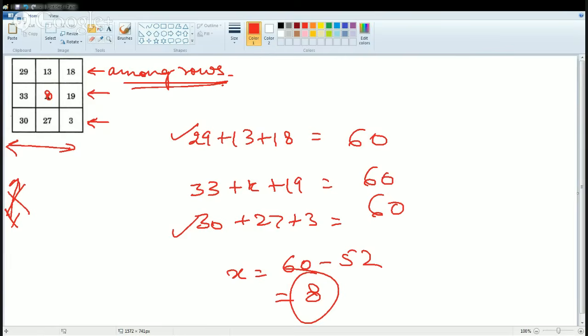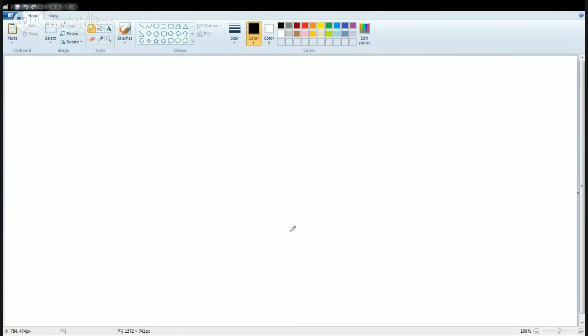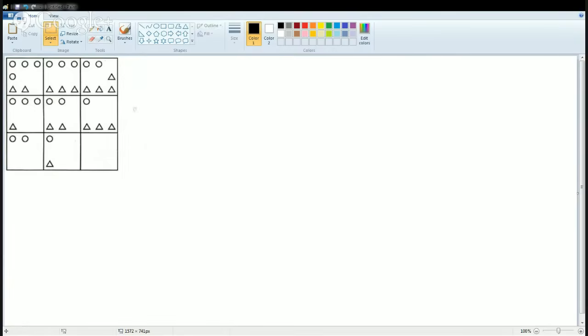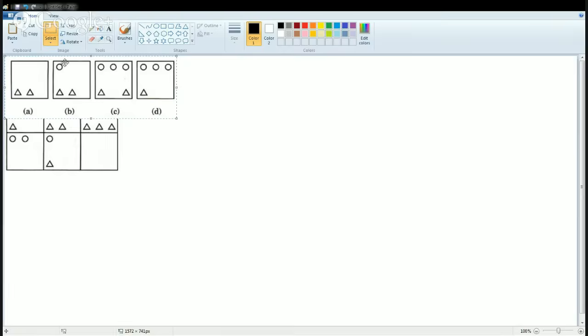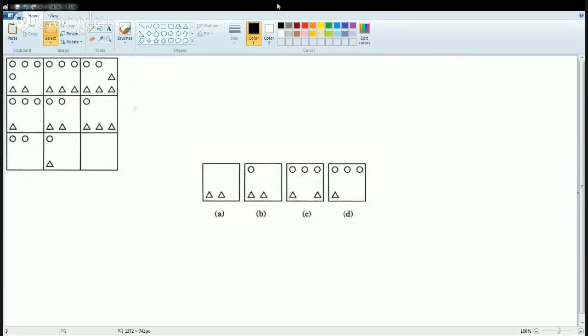Now the next question here is, you have a matrix given here and you have to find out which of the following is correct from among these. Very interesting question and very simple question. So let's understand it from the first diagram. You have 4 circles. So circles are 4, then 3 and then 2. Triangles are increasing, from 2, 3 to 4.